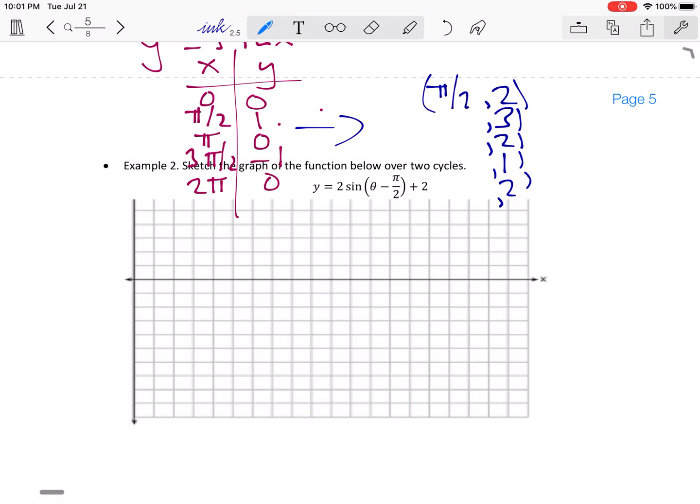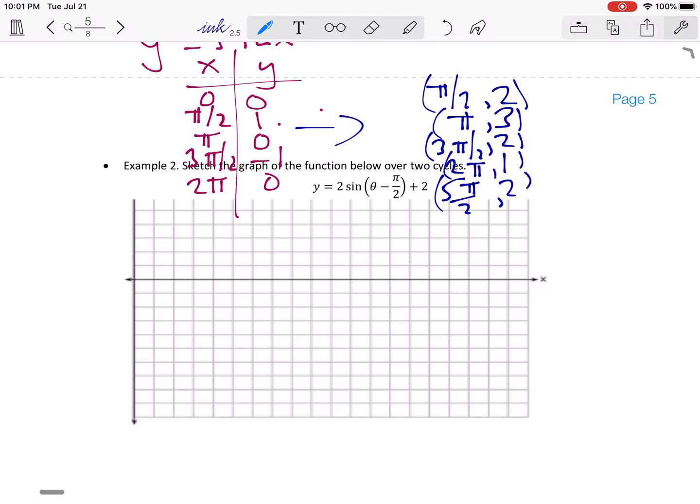Pi over 2 is just going to become pi. Pi is going to become 3 pi over 2, right? So like 1.5 pi. And then 3 pi over 2 is going to become 2 pi. And then 2 pi is going to become 5 pi over 2, okay, or 2.5 pi. So now what you do is, we want to do this over 2 cycles.